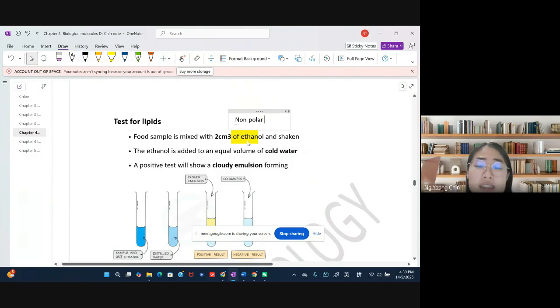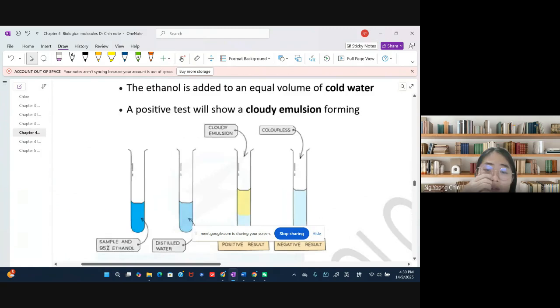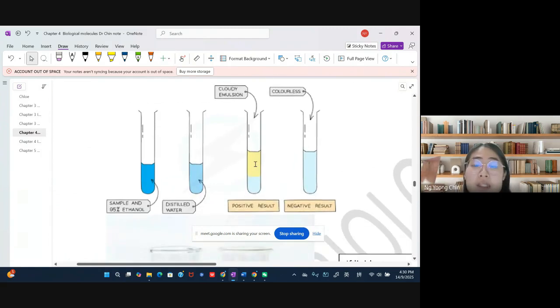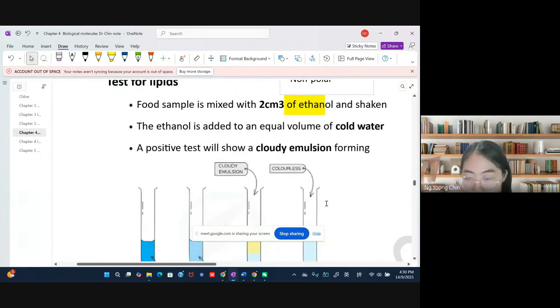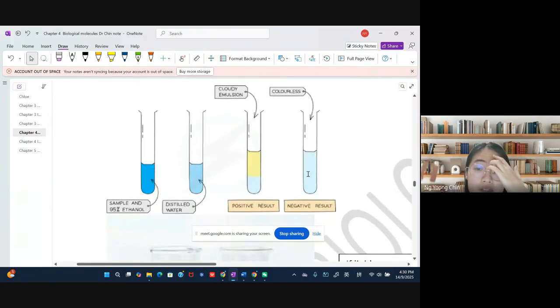But if you add this ethanol, you allow the lipid to dissolve in the ethanol, and then you add water. So you can form what? You can form a cloudy emulsion. If you can see this cloudy emulsion, it means there's a lipid inside the food sample. If it just remains colorless, it means this food sample doesn't have lipid. If there's no lipid, it's just ethanol shaken with cold water, so you can see a totally negative result.